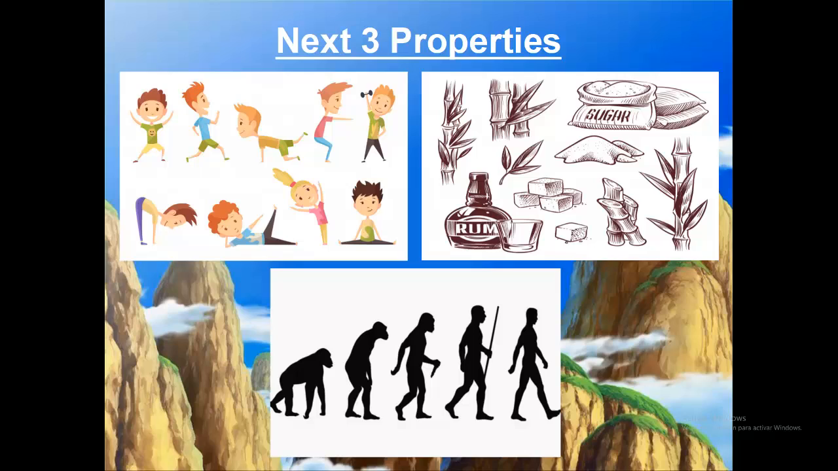Okay, having seen the first 3, let's focus on the next 3. Following the same steps as in the first three, the second group of properties tells us that they are 4, trainable, 5, refinable, and 6, gradual.